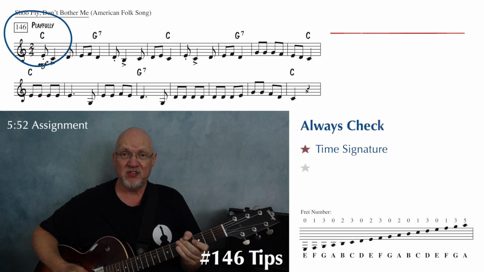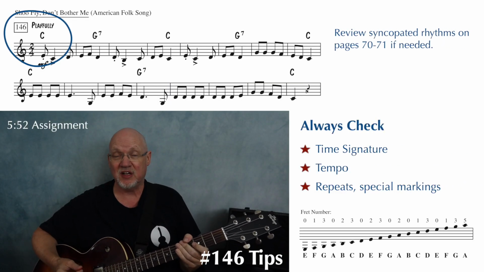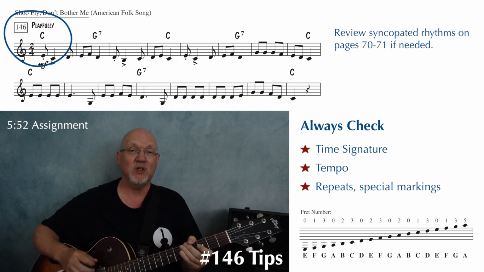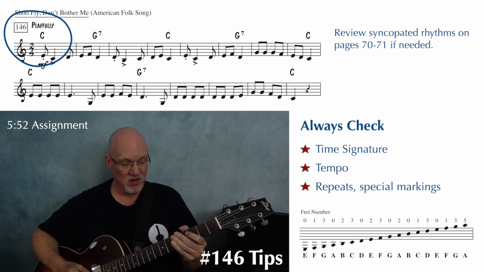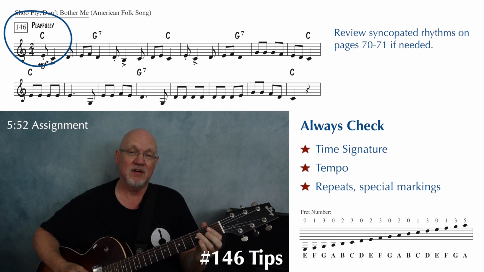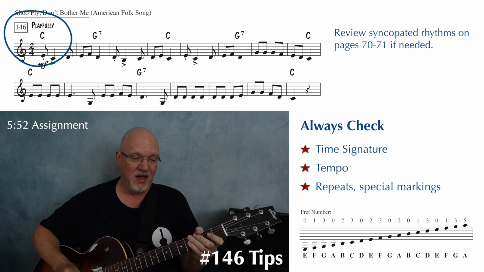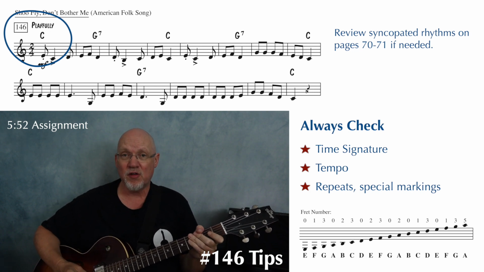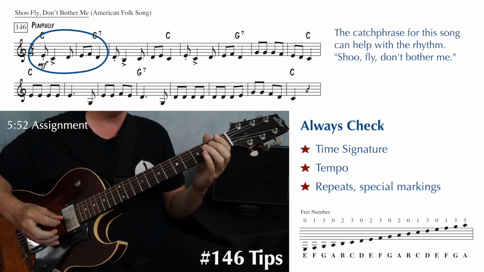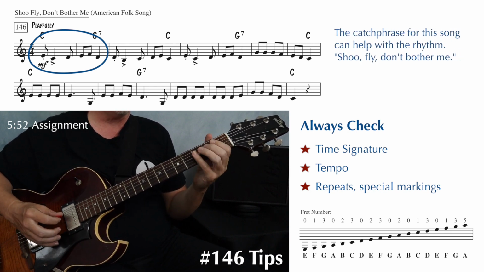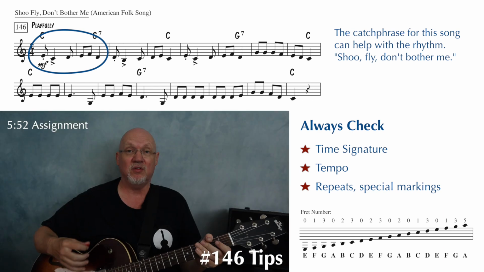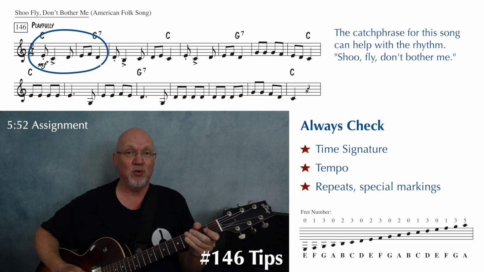At the bottom of page 72, we have number 146, Shoo Fly, Don't Bother Me. It's in 2/4 time, and it's marked playfully, which doesn't give you a specific tempo. The run-through was at 85. And that rhythm I played there, you're going to hear that all through the song. So at the beginning, we have 1 and 2 and 1 and 2, or Shoo Fly, don't bother me. And if you keep that phrase in your head, that's going to help a lot with that rhythm.